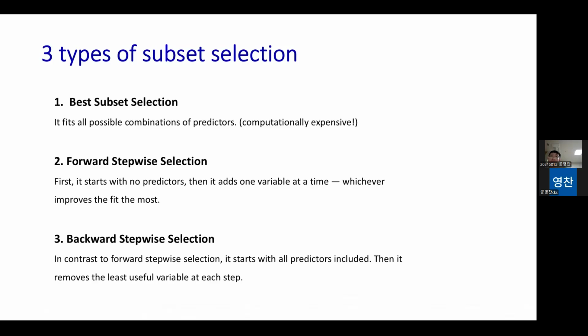Next, forward stepwise selection. It starts with no predictors. Then it adds one variable at a time, which improves its training RSS. It's much faster than best subset selection, but it can't revise an early wrong choice. Backward stepwise selection is directly opposite from forward stepwise selection. It starts with all predictors included. Then it removes the least useful variable at each step.